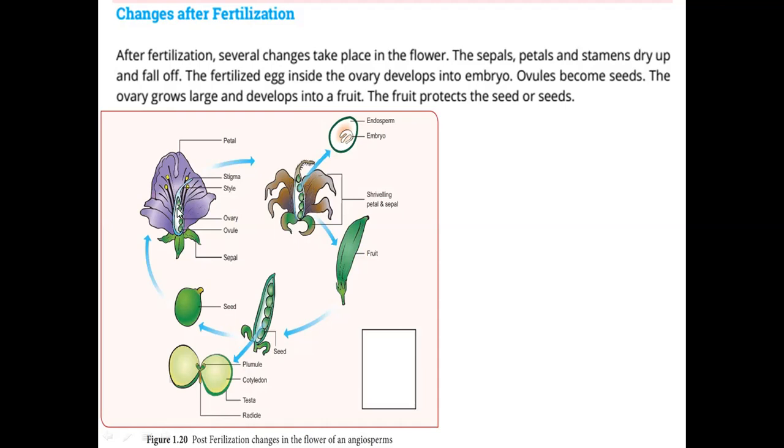So what happens later on when all this fertilization is done? These petals and sepals, look, they dry up and shed off. This fruit becomes larger because it has to ripen. This whole part is called the ovary. You see this one, this is the stigma, style, and ovary. So this ovary becomes the ripened fruit.